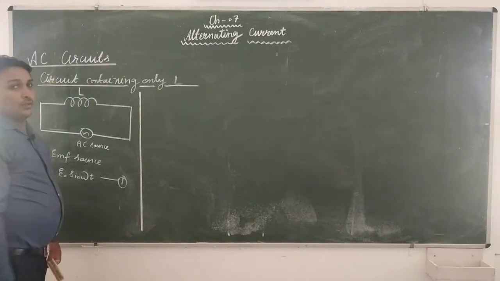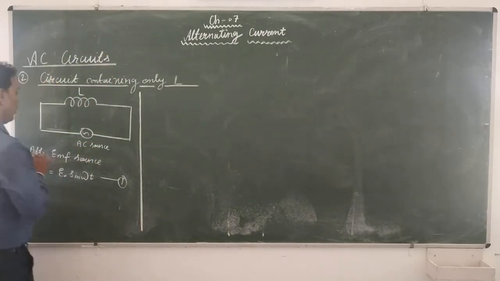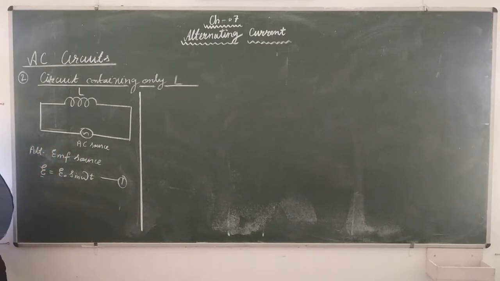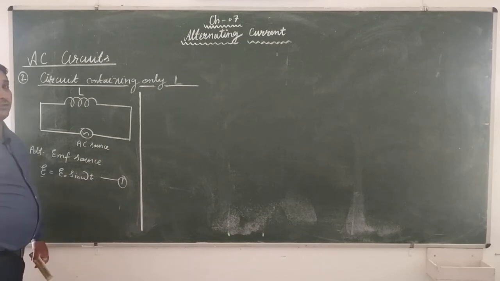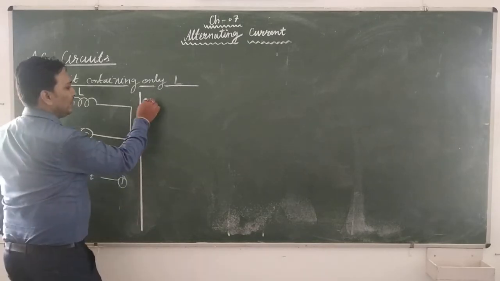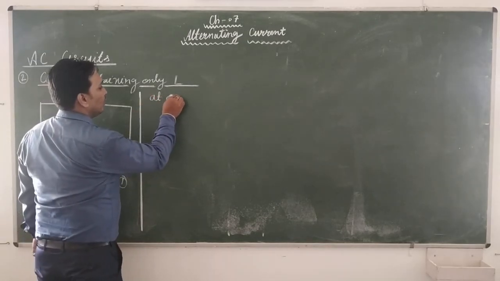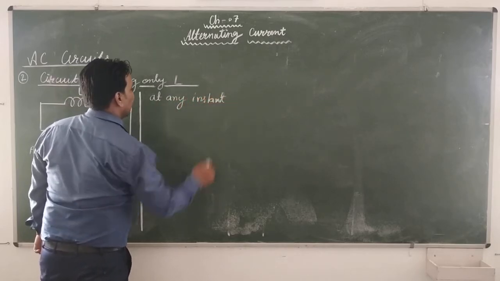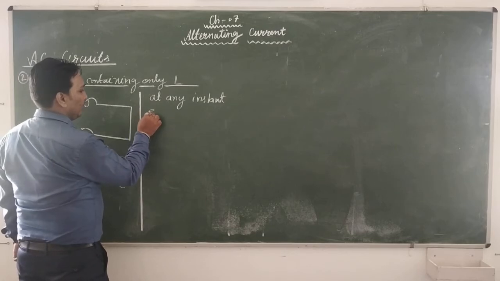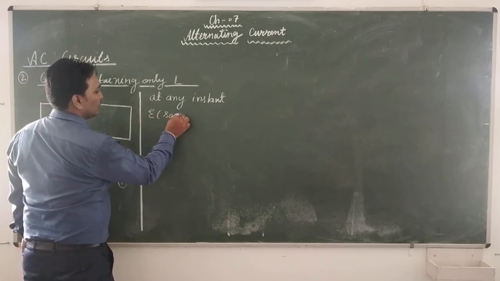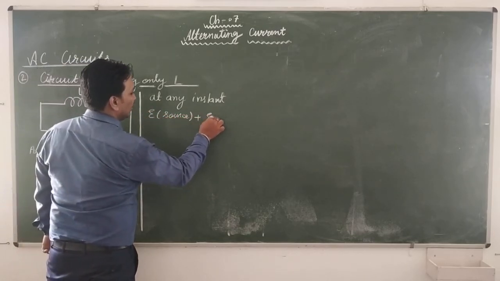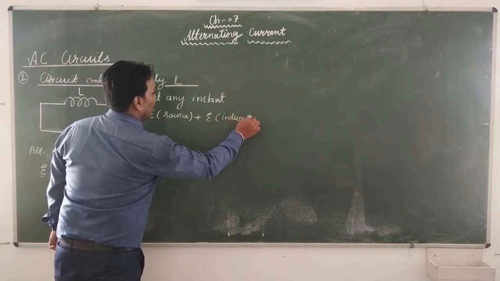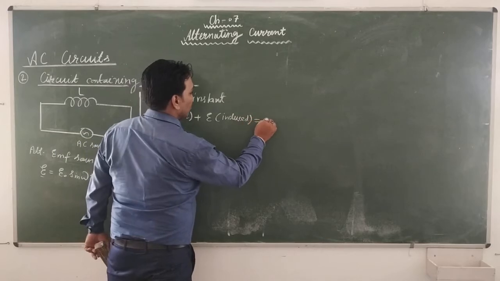I am going to use this: just see, over here we have two EMFs. One is the EMF of the source and the other is the induced EMF. So at any instant, the EMF of the source plus the EMF which is being induced, if both are added, the answer must be 0.